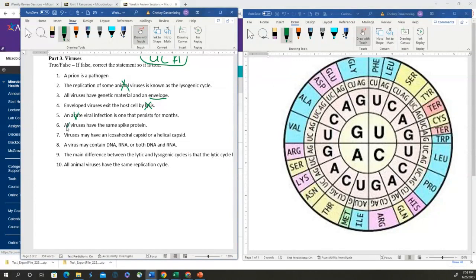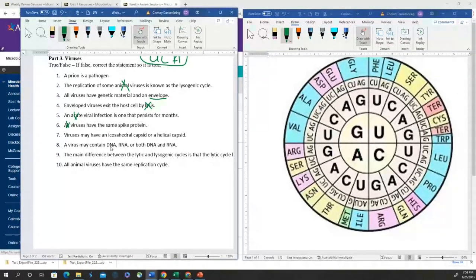So again, when you see all, got to be careful. All right, seven, viruses can have an icosahedral capsid or a helical capsid, true or false? Again, push enter when you're ready. Yeah, good. These are our two main types of capsids, helical, like a slinky, or icosahedral.